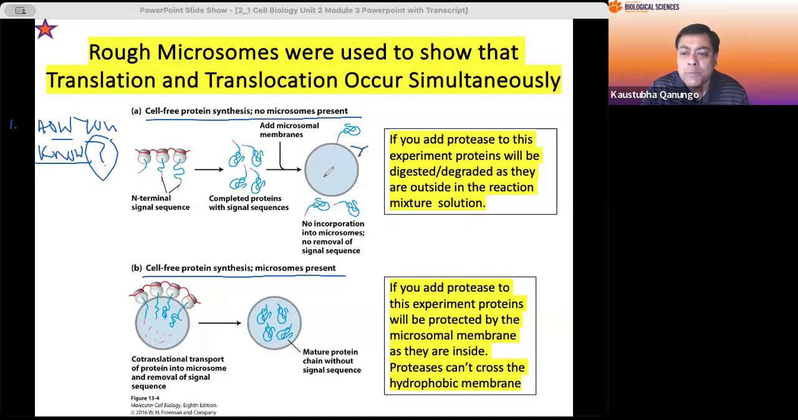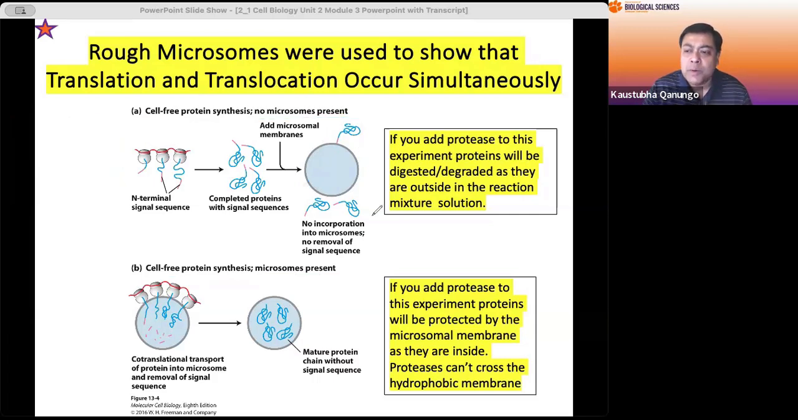Because you immunoprecipitated these things doesn't give you enough evidence at this time whether they are really inside or sticking outside the microsome. So this experiment tells you how you can determine that they were really inside the microsome. In the first one, they took the ribosome, tRNA, mRNA, everything, and completed the protein synthesis, and they added the microsome after the translation.